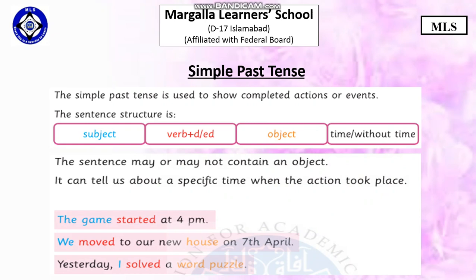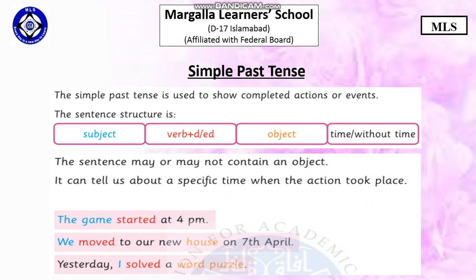Let's look at the given examples. The game started at 4 p.m. In this sentence, we have a subject, a verb, and a time mentioned, but we do not have an object. Let's look at the second example. We moved to our new house on 7th April. In this sentence, we have all of the elements mentioned above.